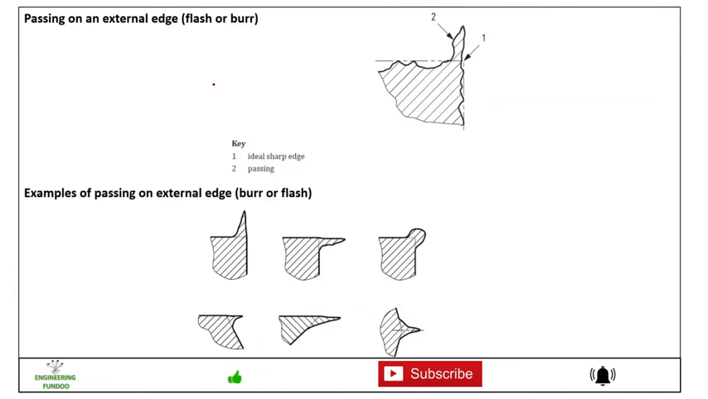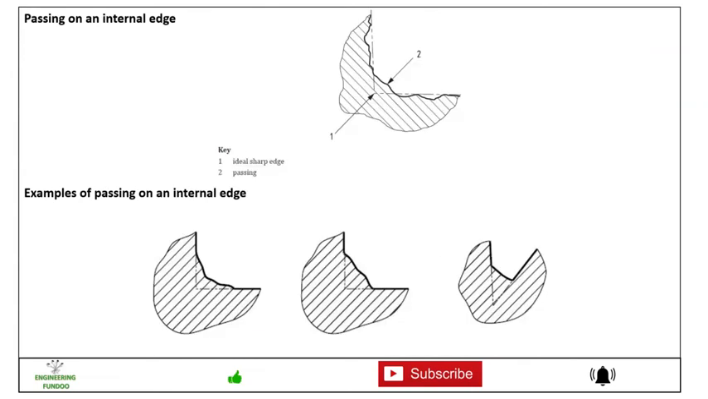And then we have passing. What passing means is, this should be the ideal shape and this is the passing. Passing means the extra material over and above the sharp corner, so that is called passing. Passing of edges on external edges, here are a few examples, and here you can see burrs or a flash. This is the passing, this is the extra edge, this is also the extra edge. So these are the various examples of passing on external edges.